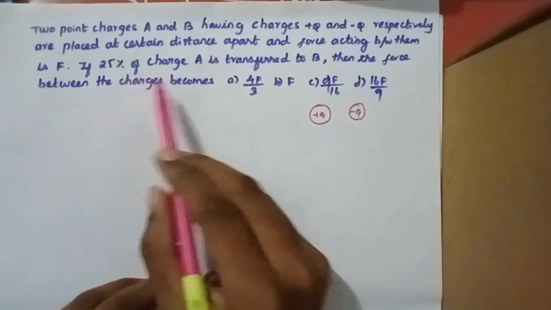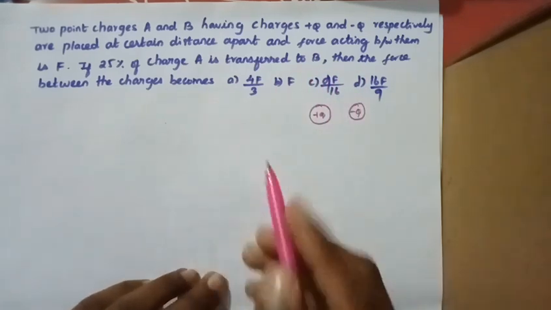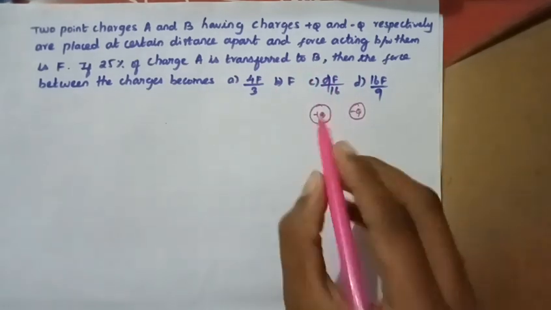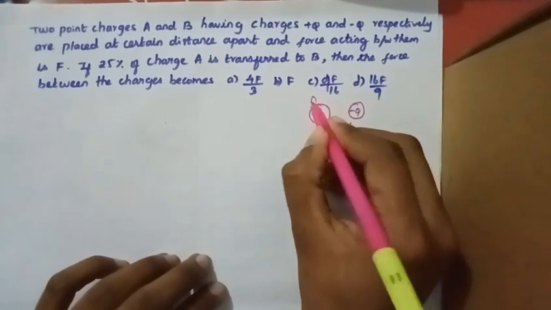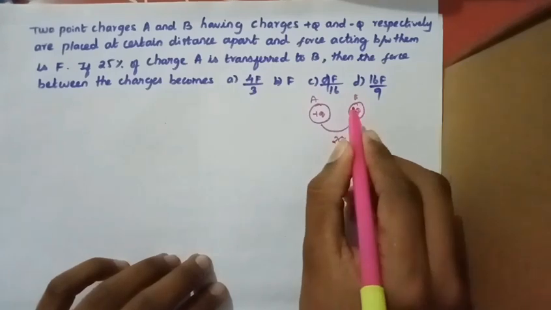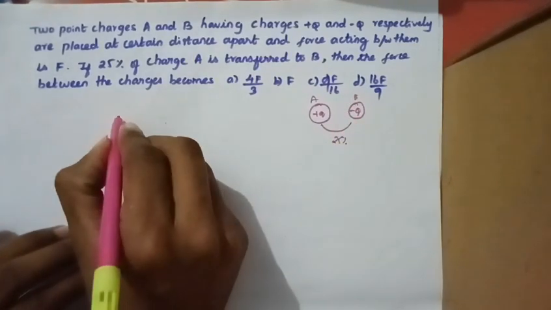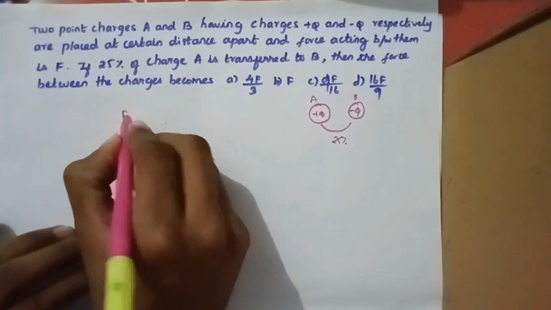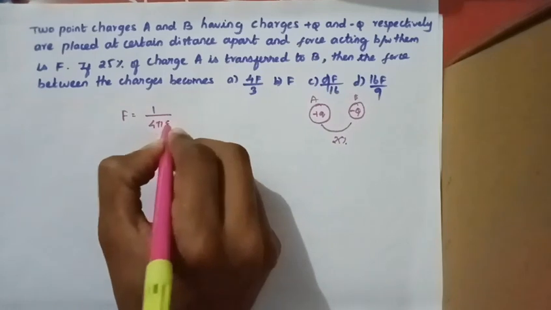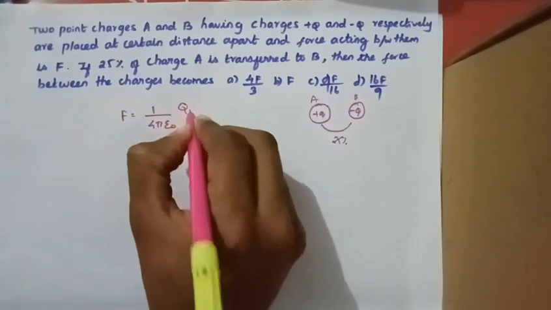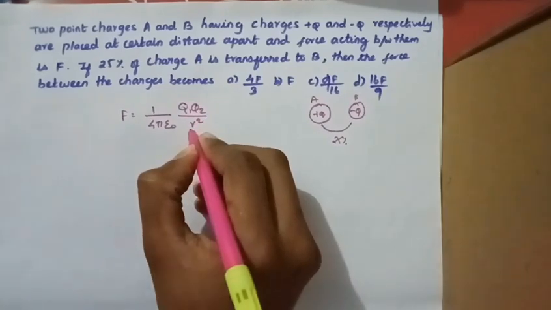If 25% of charge A is transferred to B, then what does the force between the charges become? That's the whole question. So we are transferring 25% of charge A to charge B. Initially, before transferring, the net force acting between them is F equal to 1 by 4 pi epsilon naught Q1 Q2 by R square. Let's take the distance between them as R.